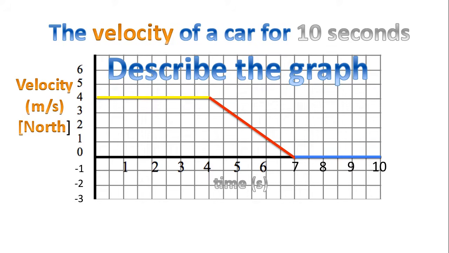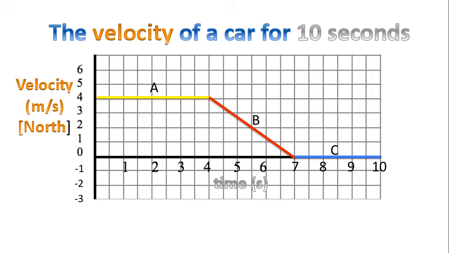All right, so step 1, let's describe the graph. Well, we'll divide the graph up into 3 sections, A, B, and C. Section A runs from 0 to 4 seconds. Section B from 4 to 7 seconds. And section C from 7 to 10 seconds.